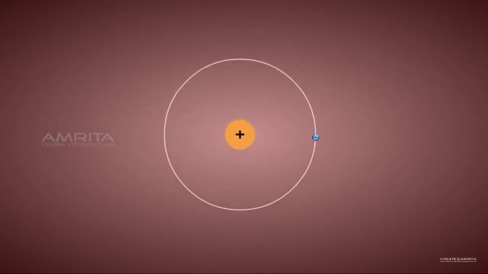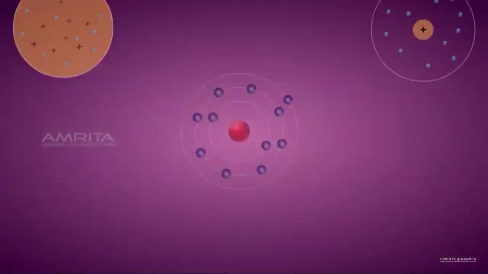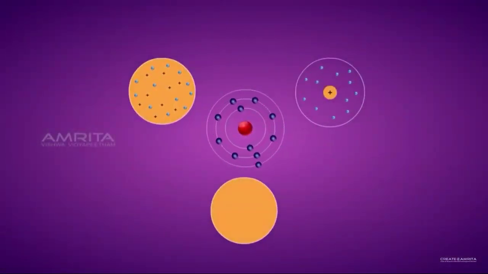this. The motion of electrons in Rutherford's model was unstable because any charged particle moving in a circular path emits electromagnetic radiation. Thus, the electrons would lose energy and fall into the nucleus, making the atom highly unstable. Then, which would be a better model of an atom?